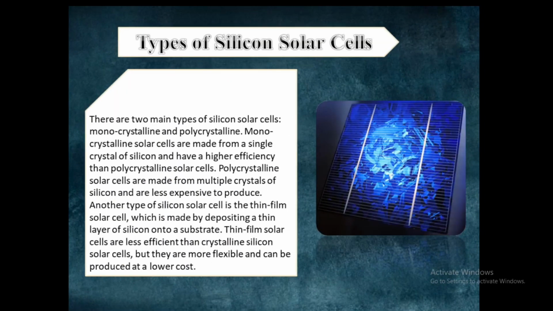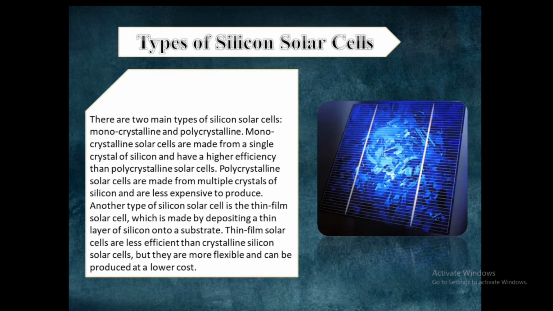Now let's see the types of silicon solar cells. There are two main types of silicon solar cells: monocrystalline solar cells and polycrystalline solar cells. Monocrystalline solar cells are made up of single crystals of silicon and have a higher efficiency than polycrystalline solar cells. Polycrystalline solar cells are made up of multicrystalline silicon and are less efficient.